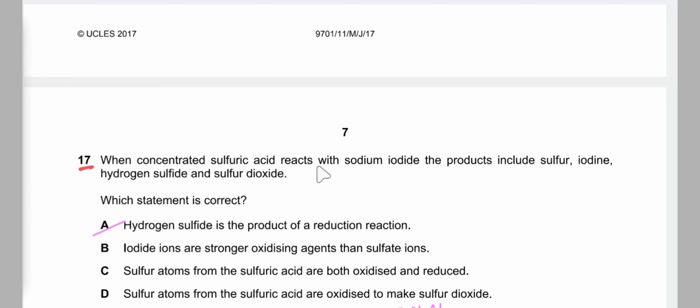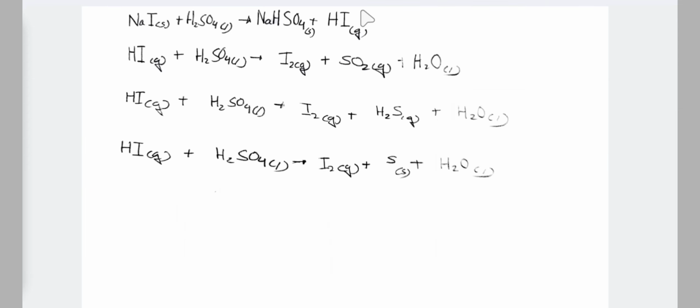Question number 17. When concentrated sulfuric acid reacts with sodium iodide, the products include sulfur, iodine, H2S, and sulfur dioxide. Which statement is correct? Hydrogen sulfide is the product of a reduction reaction. Basically, sodium iodide reacts with sulfuric acid to form NaHSO4 and HI. Then HI reacts with sulfuric acid to form iodine, sulfur dioxide and water. Also HI reacts with sulfuric acid to form iodine, H2S and water. Also HI reacts with sulfuric acid to form iodine, sulfur and water.